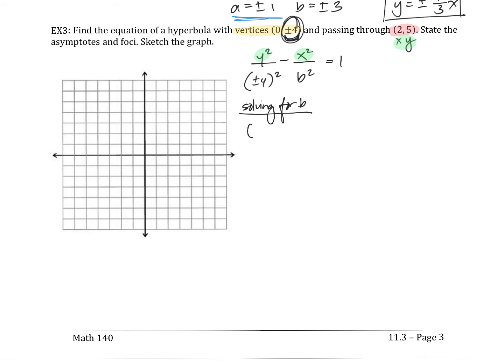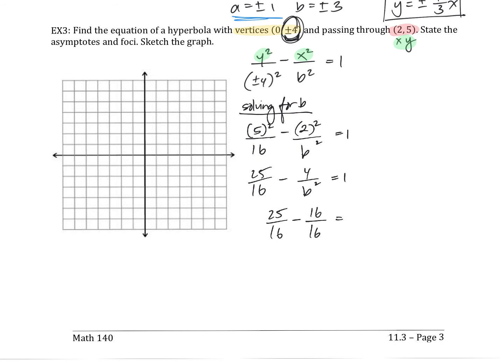And then plugging in my x squared and my y squared, we get 5 squared over 16 minus 2 squared over b squared equals 1. And once again, our goal is to solve for b squared. That's the missing link. So we get 25 over 16 minus 4 over b squared equals 1. Alright, so let's see. Let's move the 1 to one side and the b to the other. So it'll be 25 over 16 minus, and I'm going to go ahead in the same step and turn the 1 into 16 over 16.